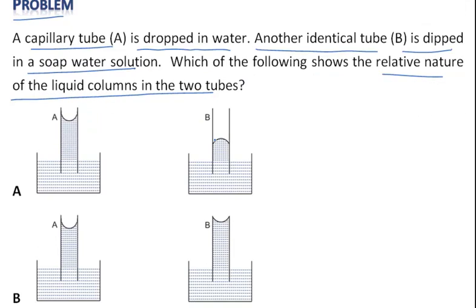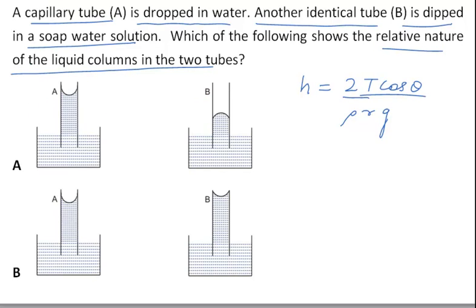Now, before we attempt this problem, we should know that the rise in capillary height h is given by 2T cos theta upon rho r g, where r is the radius of the capillary tube, rho is the density of the liquid, g is acceleration due to gravity, T is surface tension, and theta is contact angle.